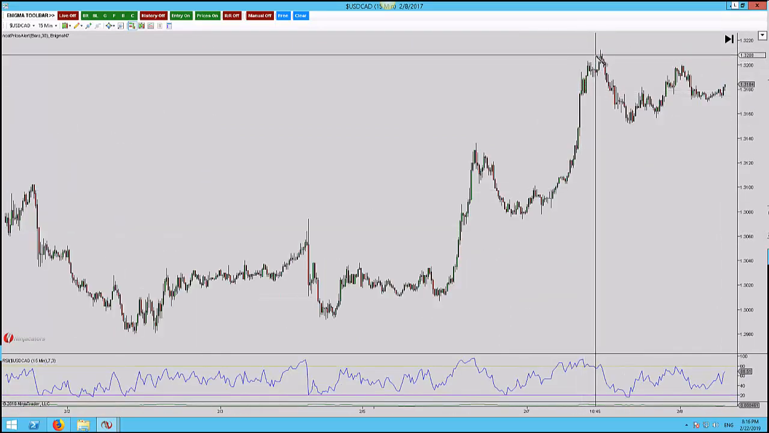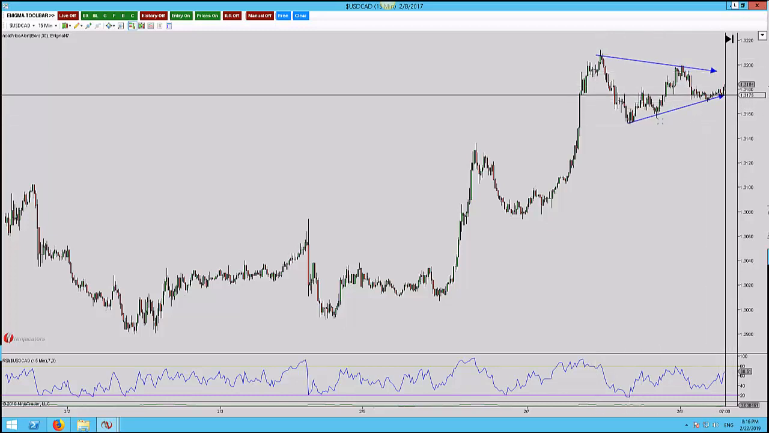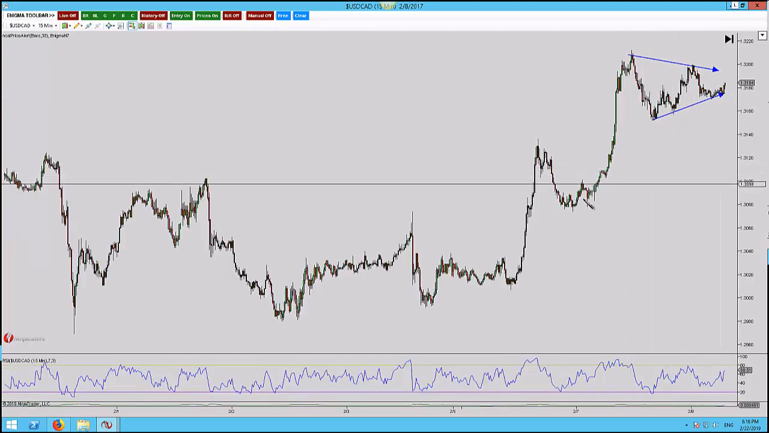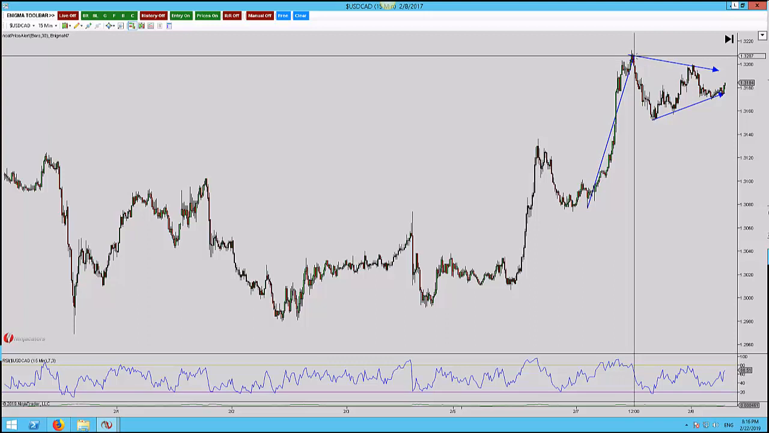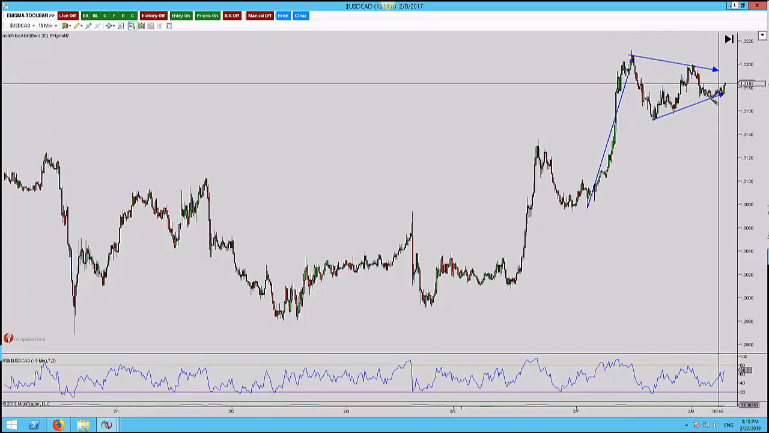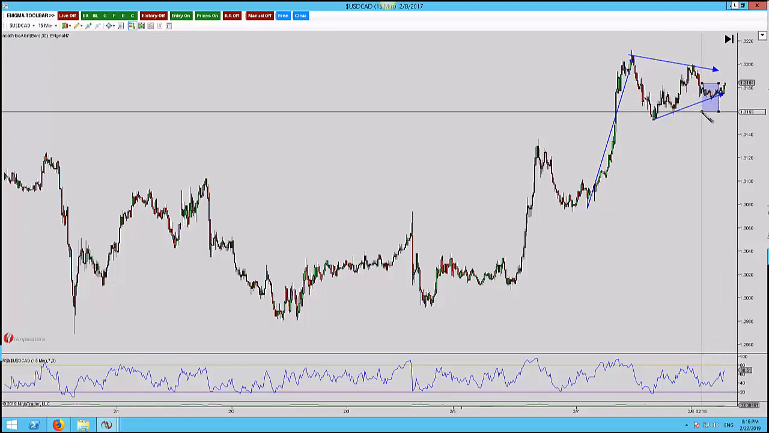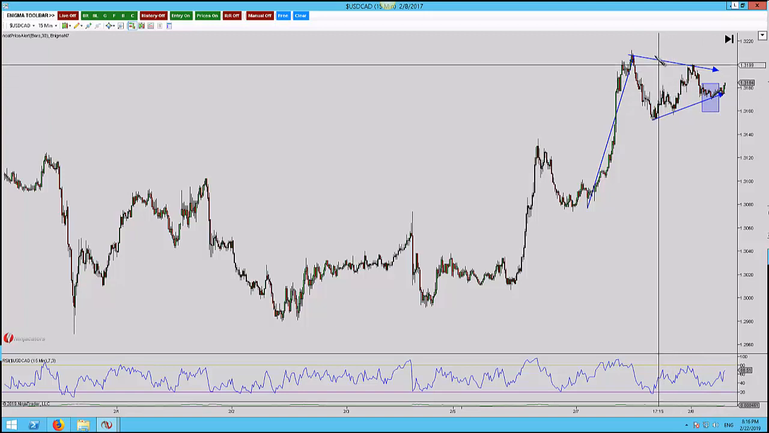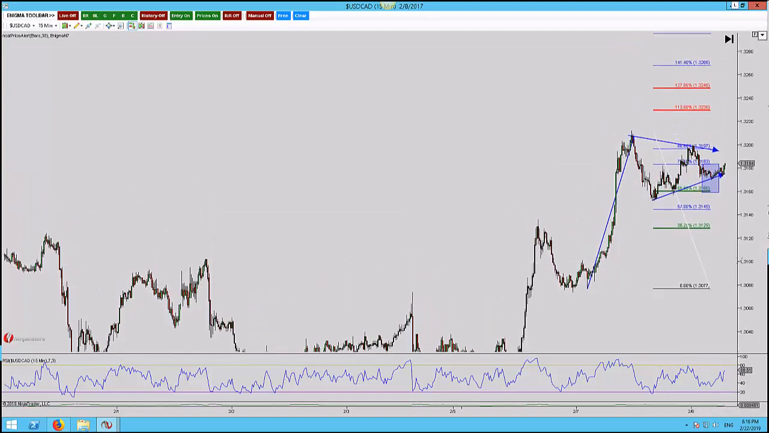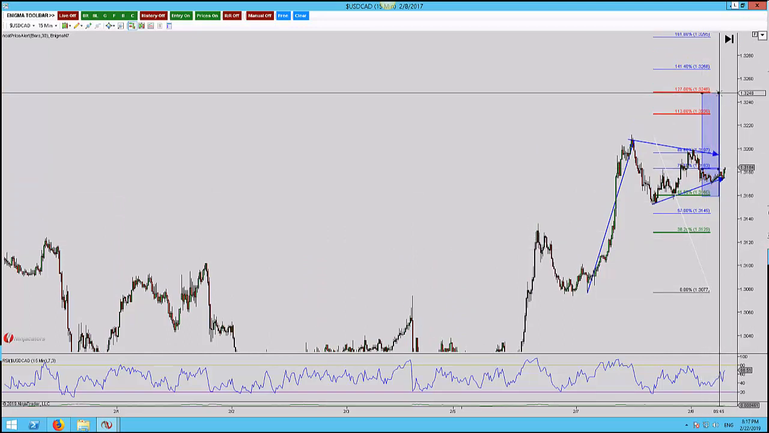Okay, this is going to be different here on the 15. On the 15, this is going to be a wedge pattern. And the pole for me is going to start from there. Okay. This then is going to be stops underneath there, 5 pips. We're going to give it a bit of breathing room. We're going to play for a 127 fib extension. So that's our stop. This is our target.